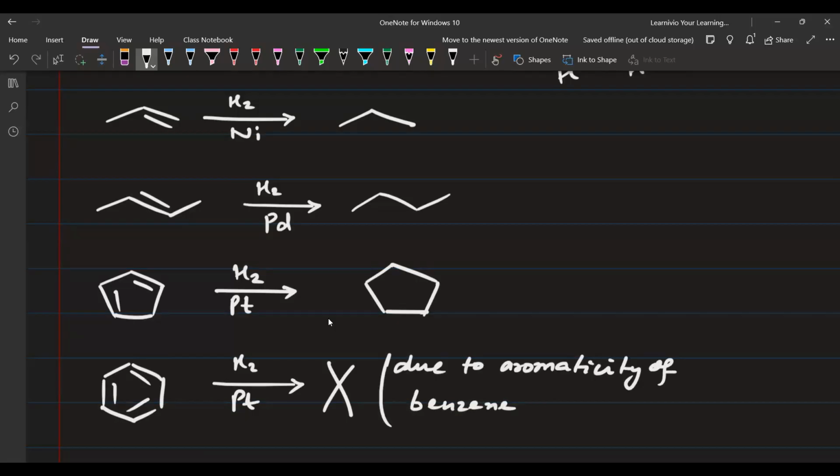What is aromaticity, you will come to know, but in benzene this reaction is not going to happen due to the aromaticity of benzene. Fine, this reaction does not happen. Does this whole thing make sense? Yes or no? You can write a few more reactions, right?